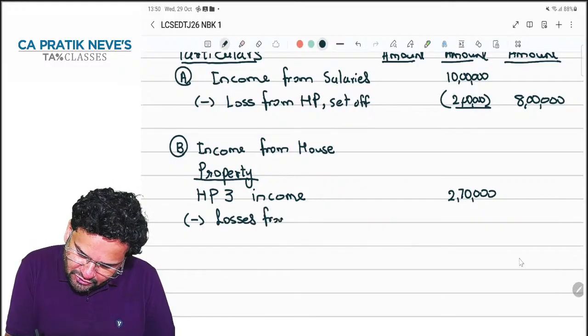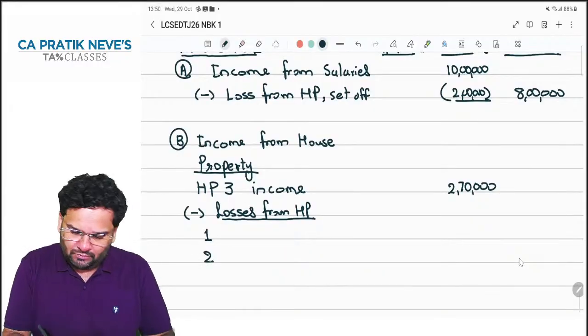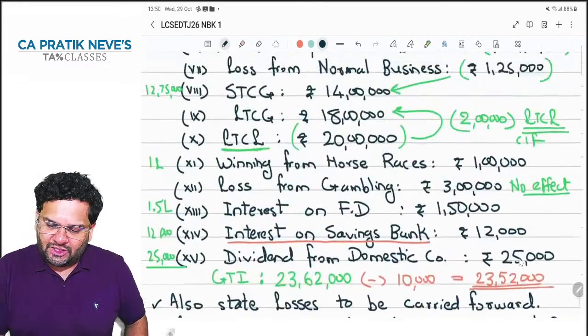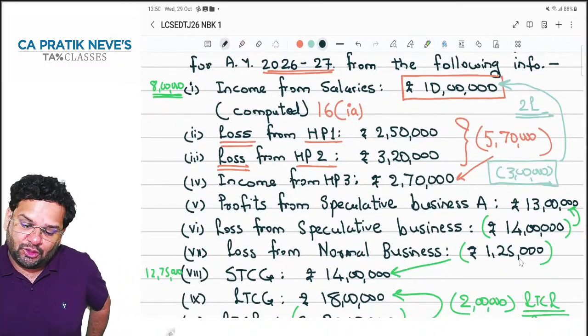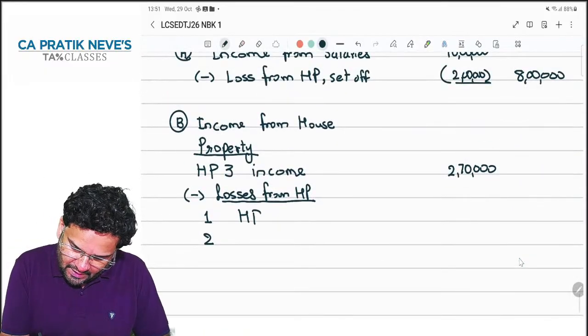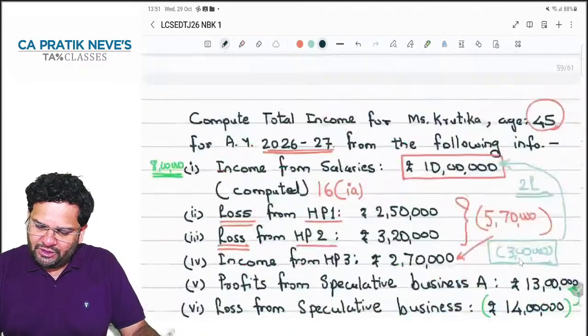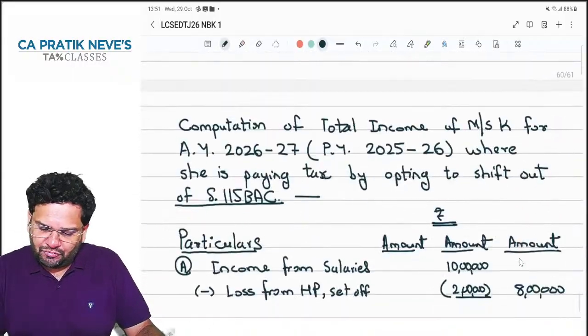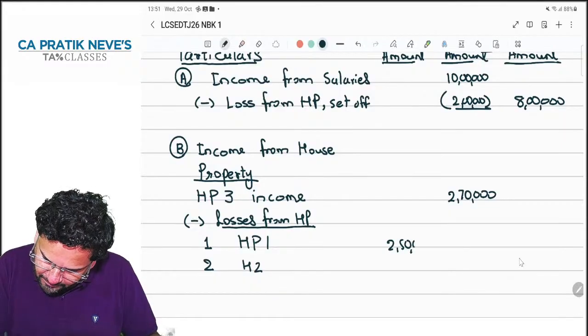But less losses from HP. Which HP? Losses from HP1 and HP2. HP1 loss was 250 and HP2 loss was 320. So right there, 250 in the first column and 320.